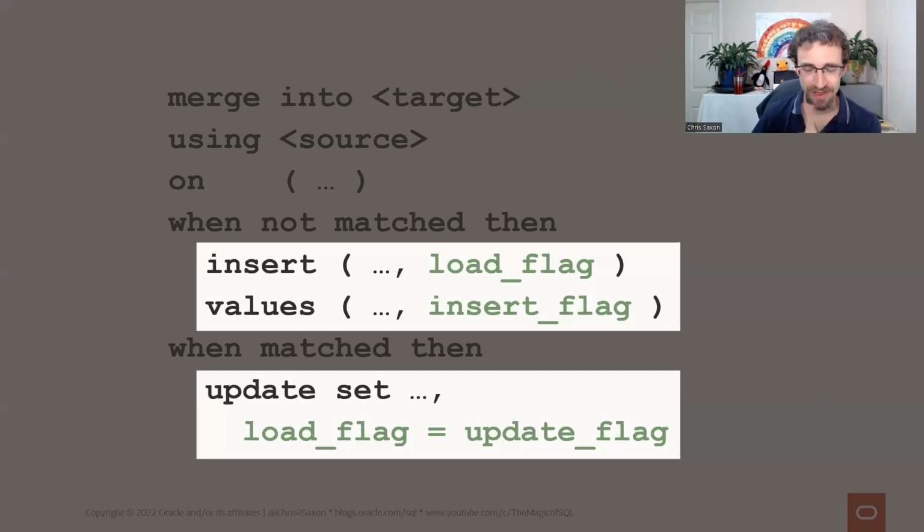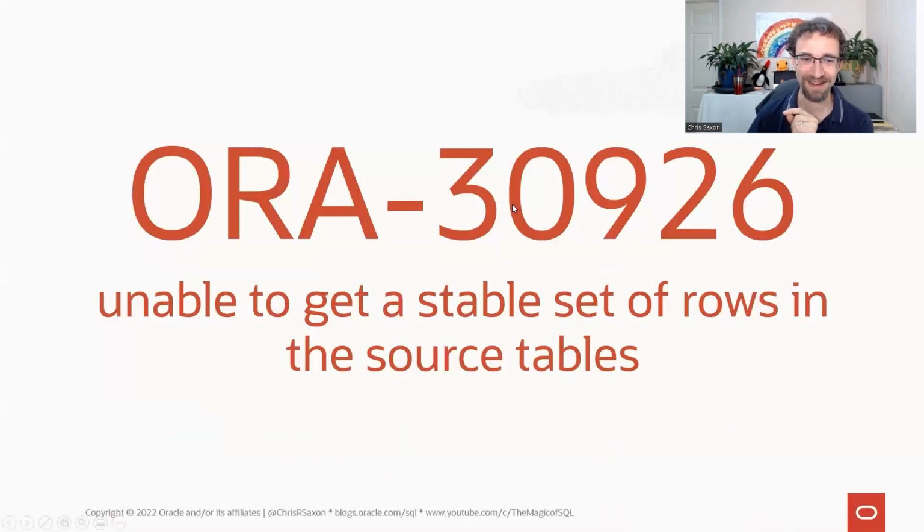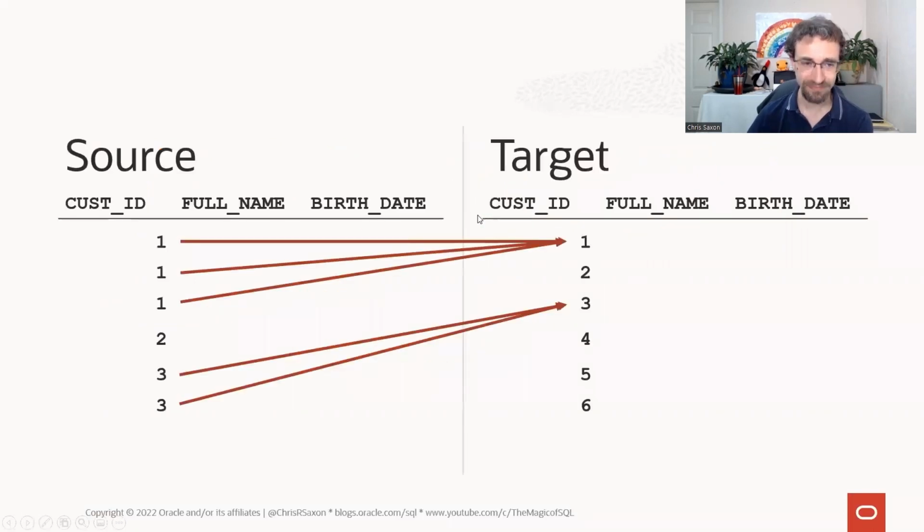So another interesting thing that you might run into here, and this is the question someone asked: what happens if the value in the on clause appears multiple times in the source? You could run this merge and run into this lovely error: unable to get a stable set of rows in the source tables. Interesting. So why does this happen? Why do we get this error? This happens, as was asked, when you've got many rows in the source which point to one in the target.